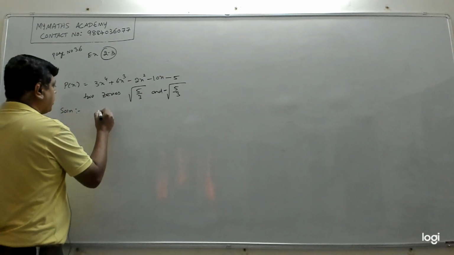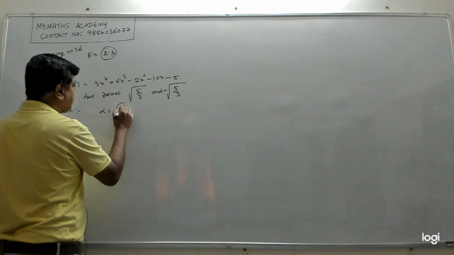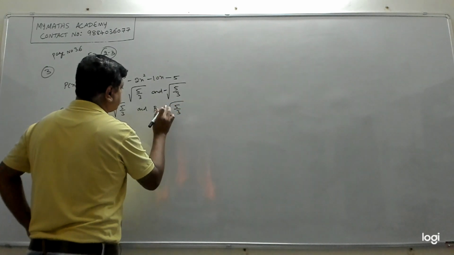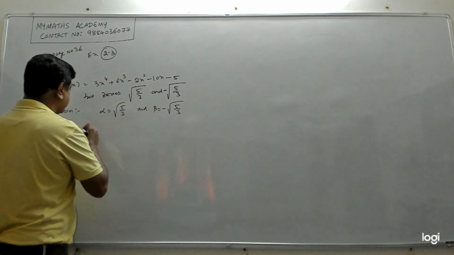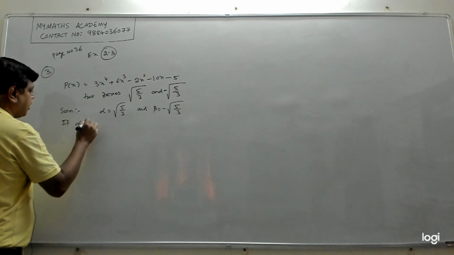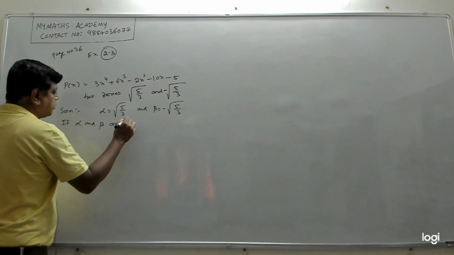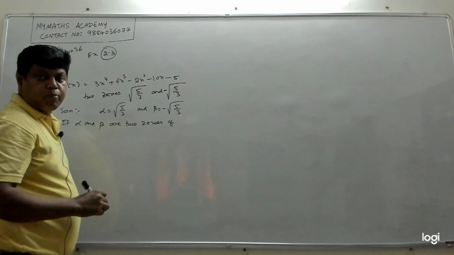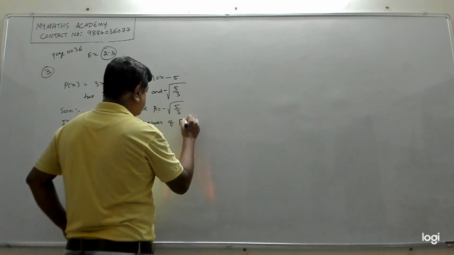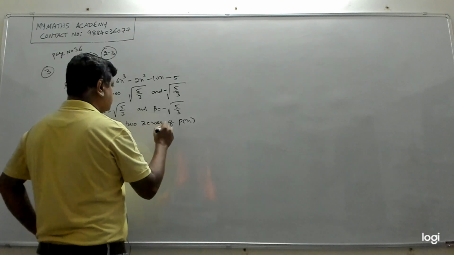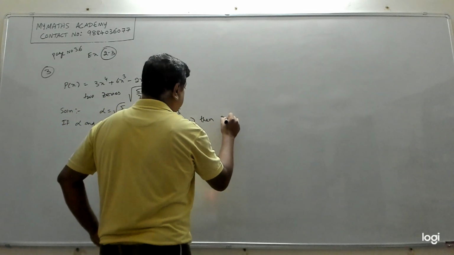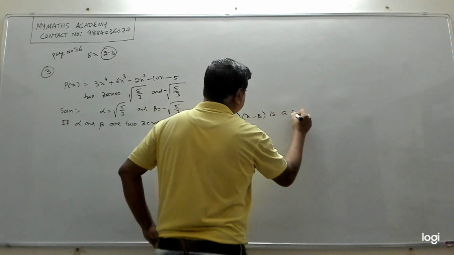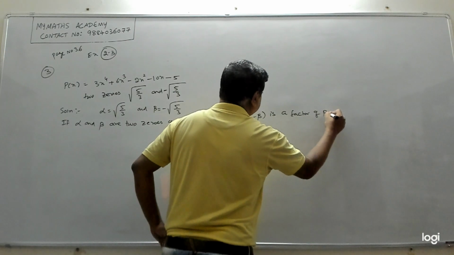So we'll take the given zero, one zero as alpha, which is root of 5 by 3, and the other zero beta, which is minus root of 5 by 3. Now we know, if alpha and beta are two zeros of the polynomial p of x, then we can say x minus alpha into x minus beta is a factor of p of x, the given polynomial.